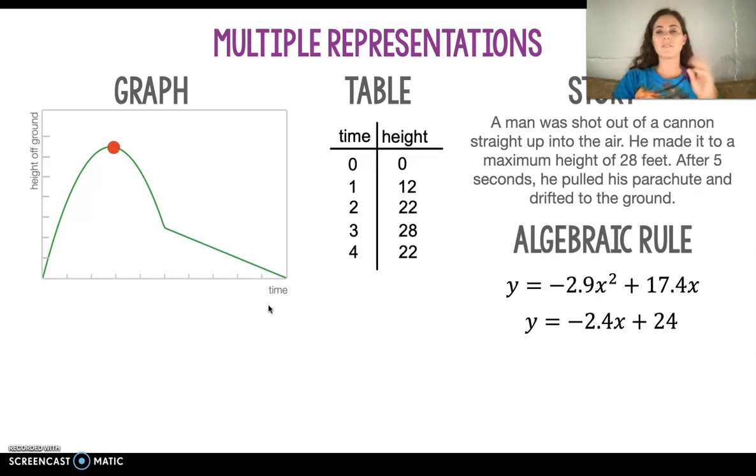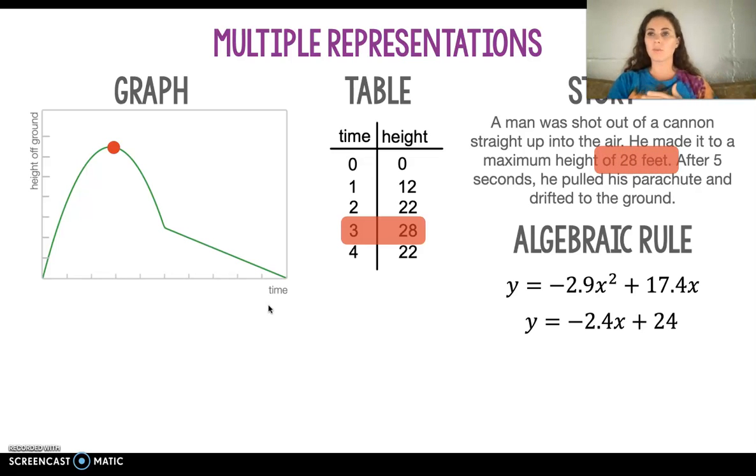So each of these representations can tell us something different, but they all still represent the exact same scenario. That red dot that just appeared on the graph is the point (3, 28). It's his maximum height. In the graph, it's easy for me to see that because it's the highest point on the curve. But I can also see that exact same point in the table, (3, 28). I can see that same information in our story, maximum height of 28 feet.